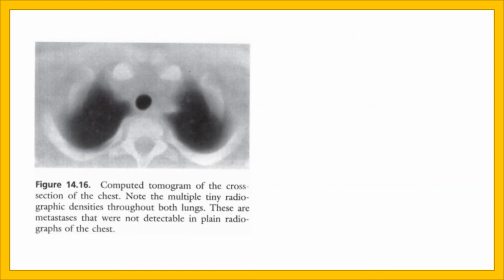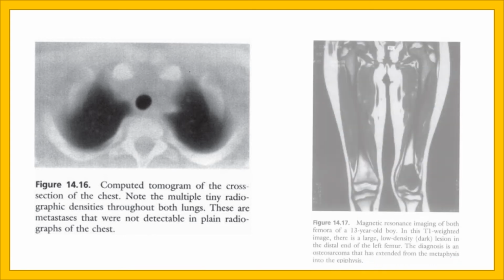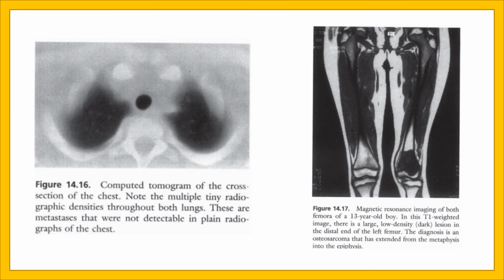The first picture is a computed tomogram of the cross-section of the chest. Note the multiple tiny radiographic densities throughout both lungs. These are metastases that were not detectable in plain radiographs of the chest. Picture 2. Magnetic resonance imaging of both femora of a 13-year-old boy. In this T1 weighted image, there is a large low-density or dark lesion in the distal end of the left femur. The diagnosis is an osteosarcoma that has extended from the metaphysis into the epiphysis.